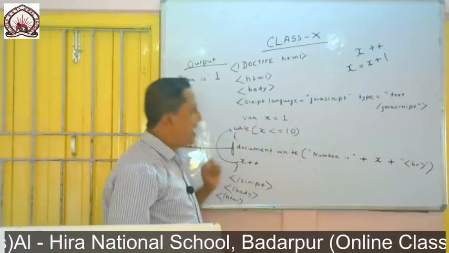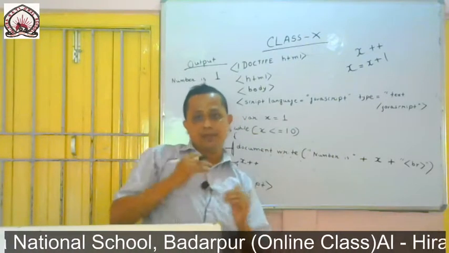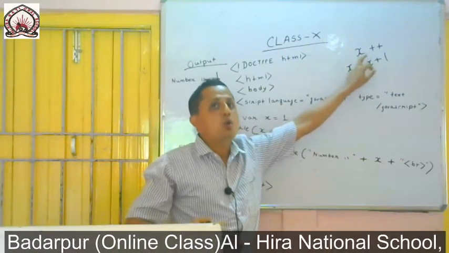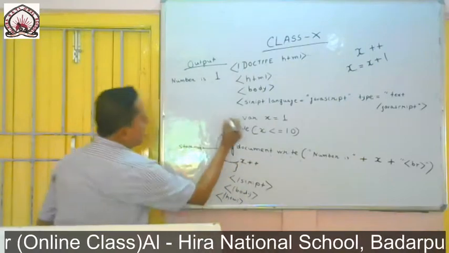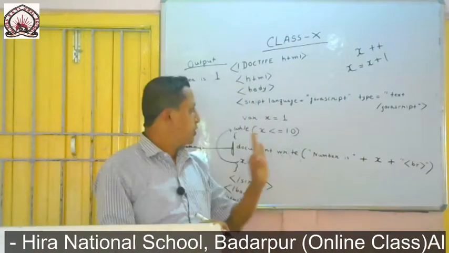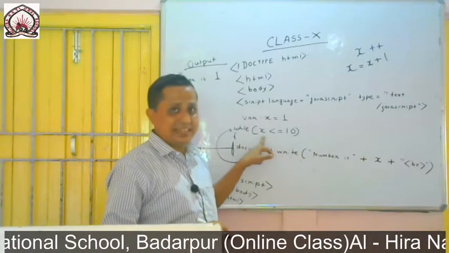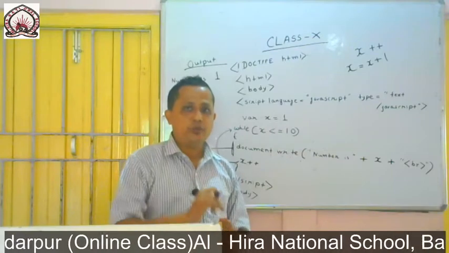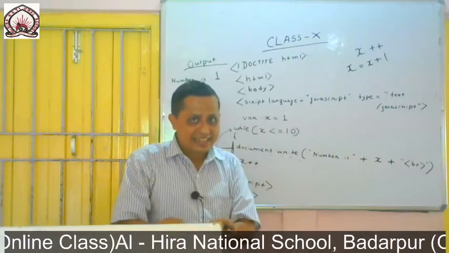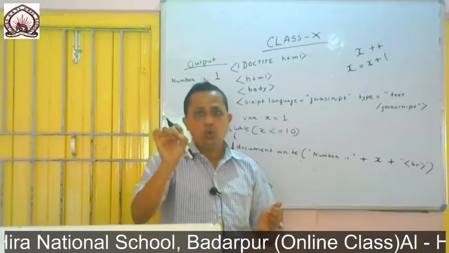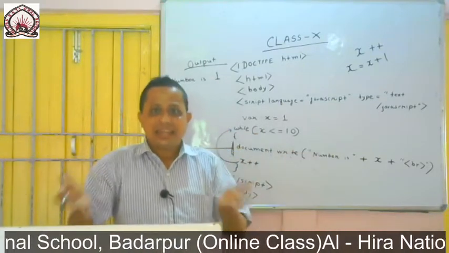Then it will come here. X plus plus. The earlier value was 1, 1 plus 1, 2. It will go here, 2. Now presently the value of x is 2. Is 2 less than or equal to 10, true or false? It is true because 2 is obviously less than 10.